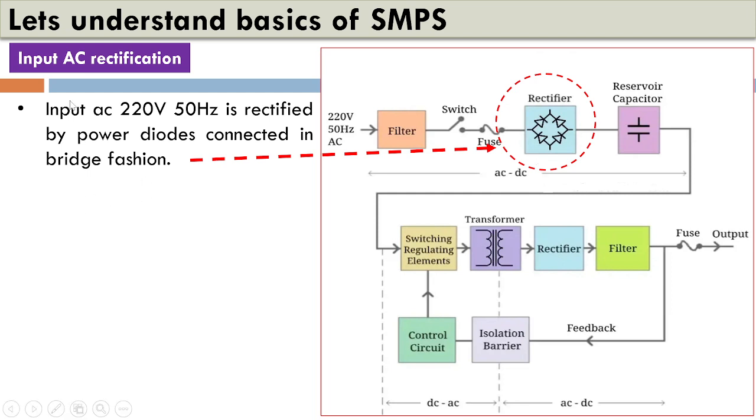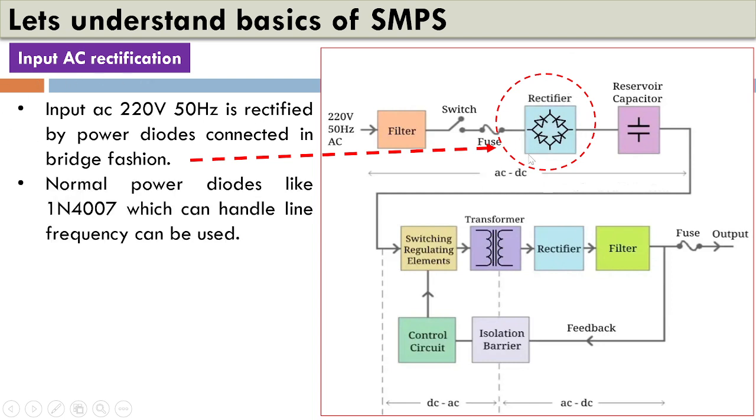Now, when we are talking about the input AC rectification, here we can have normal power diodes, 1N4007 can be used. Even greater amperage diodes can also be used, but normal power diodes are used in this section because we are only trying to rectify the input AC voltage, which has a line frequency of 50 to 60 hertz. So 50 to 60 hertz can be handled by these normal power diodes.